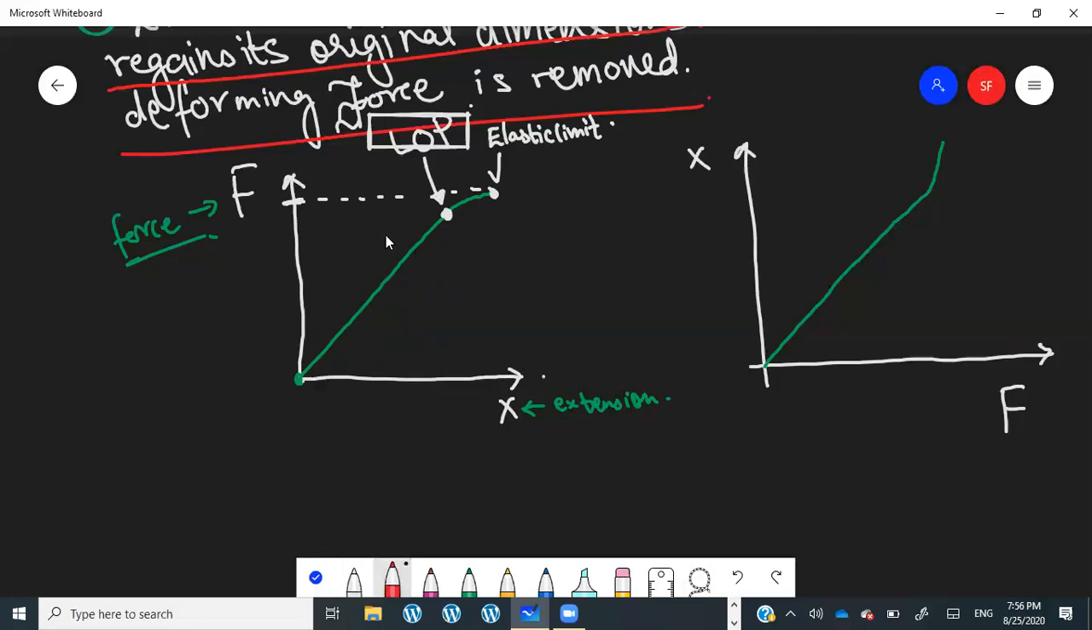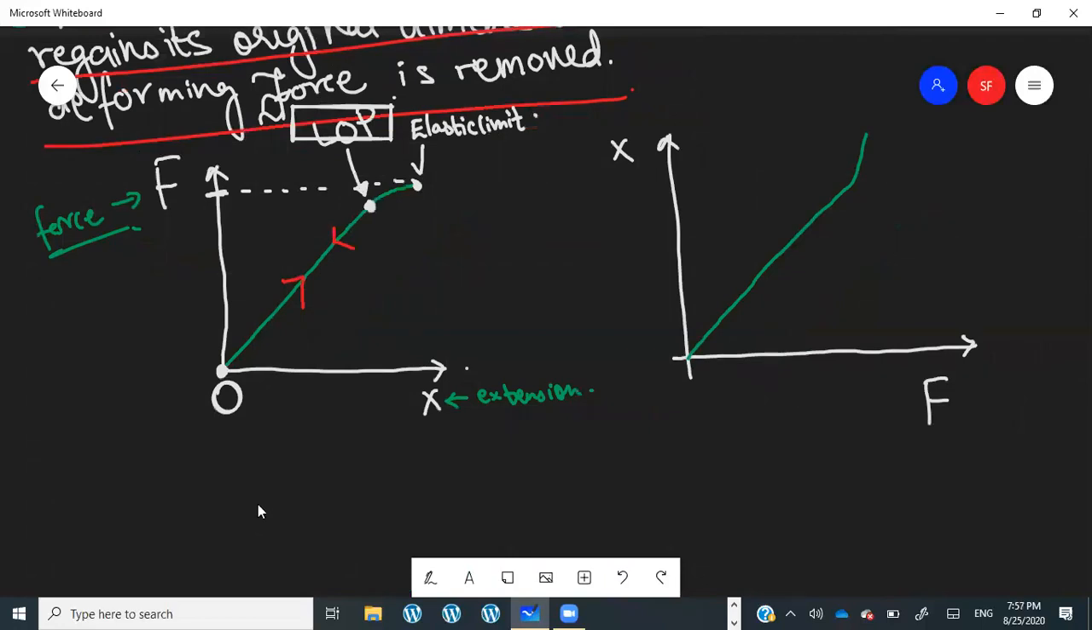It actually follows the same path. This is the loading graph, and the unloading graph will have exactly the same shape, because extension will return back to zero. Okay, this is the graph that you'll get within the elastic limit. Do you get it?